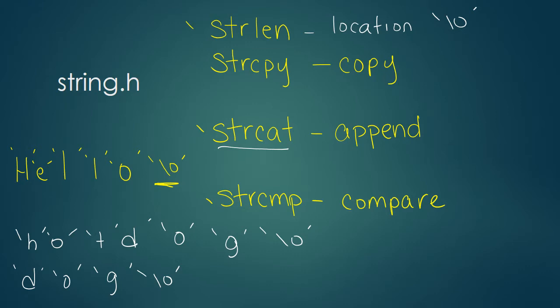Strcmp is going to compare two strings character by character, up to the null character, or whichever null character comes across first, and will return a 0 if they are the same.